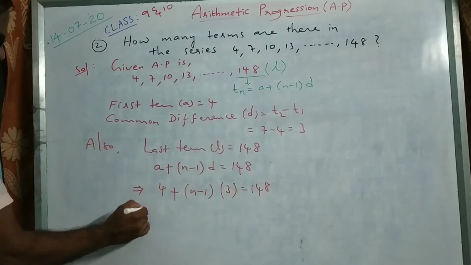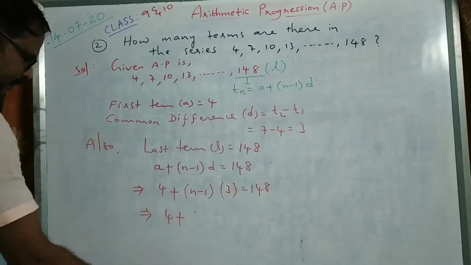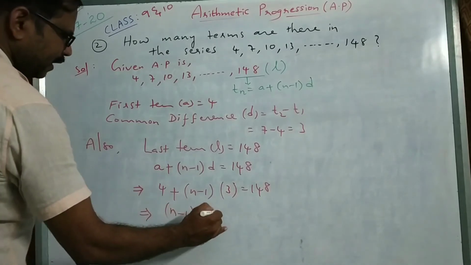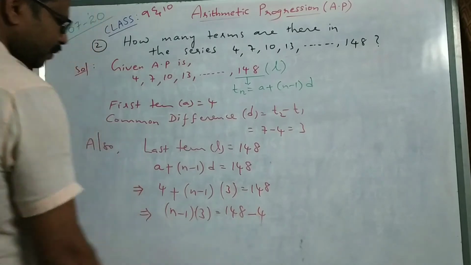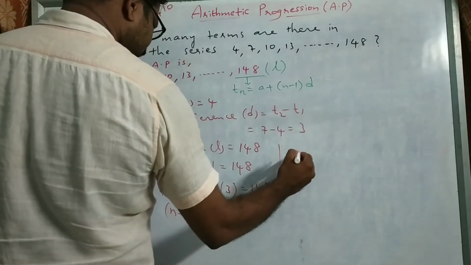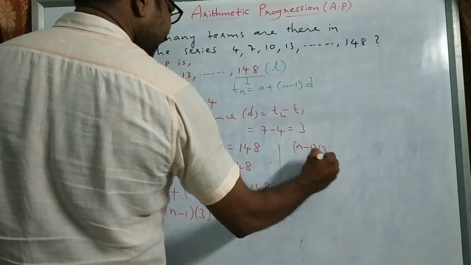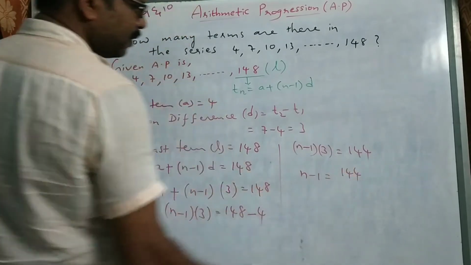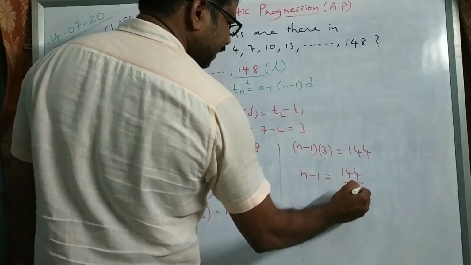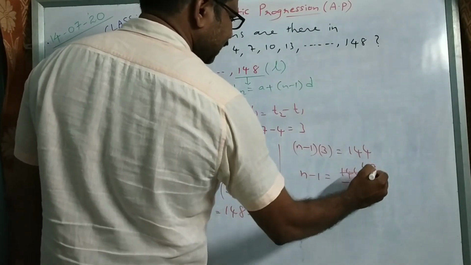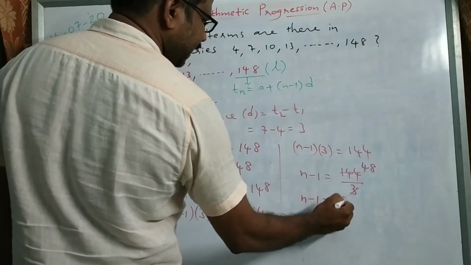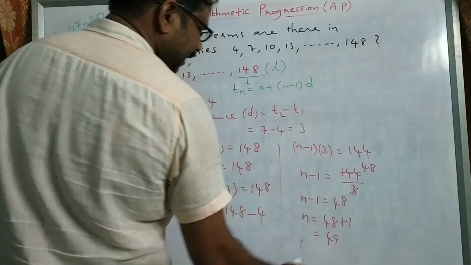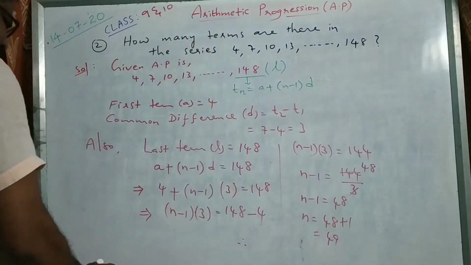First, shift 4 to that side. Then n minus 1 into 3 equals 148 minus 4. What is 148 minus 4? n minus 1 into 3 equals 144. So n minus 1 equals 144 by 3. 3 4s are 12, 3 8s are 24, so n minus 1 equals 48. n equals 48 plus 1, so 49. Therefore, how many terms are there now?